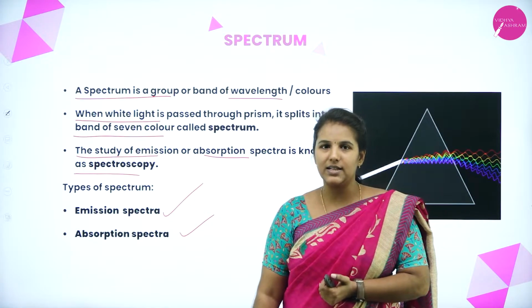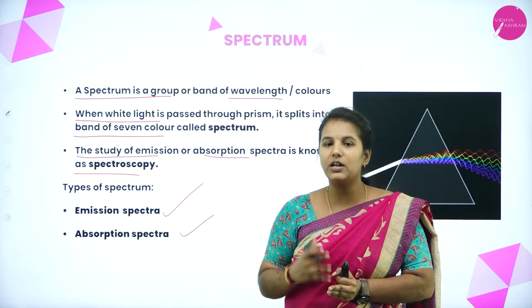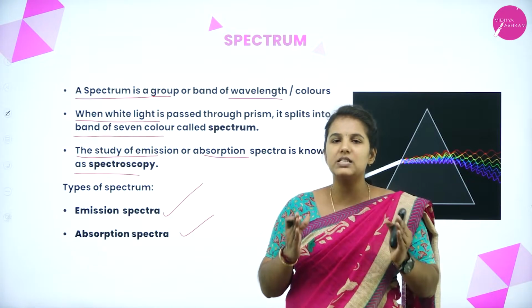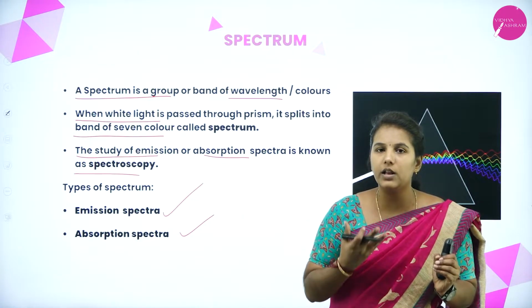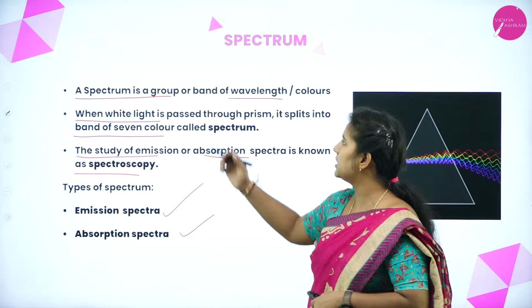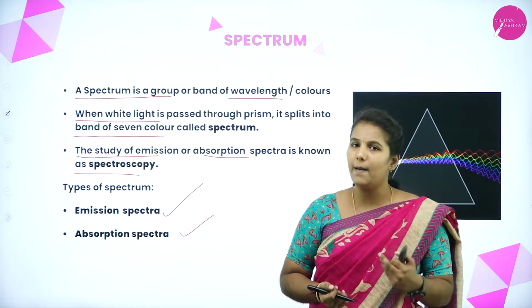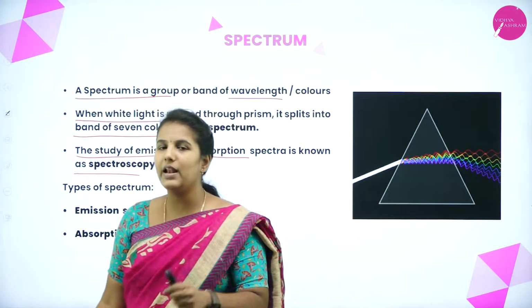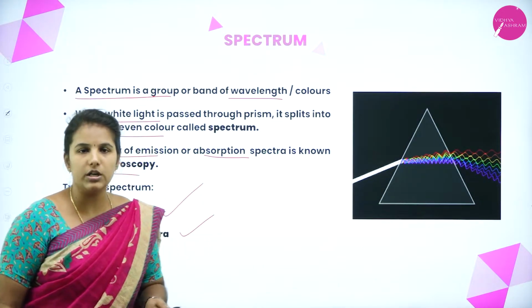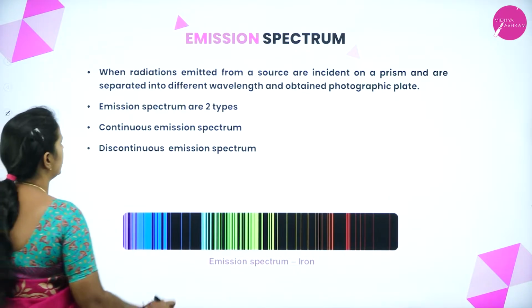Now let us understand what is the emission spectrum. Just now we have understood what is the spectrum. Spectrum means a number of bands which are produced. How do we obtain the number of bands? Simply by passing white light through the prism, so it will split and produce a band. And there are 2 types of spectrum: emission spectrum and absorption spectrum. Now let us see what is the emission spectrum.